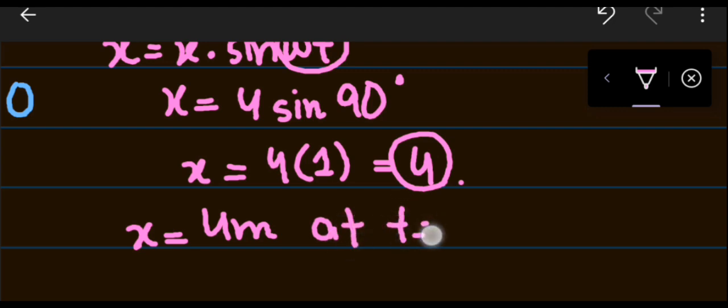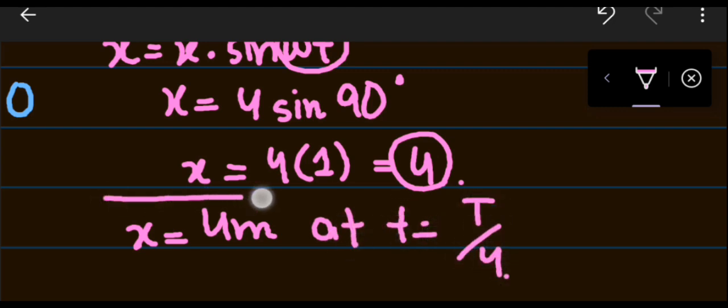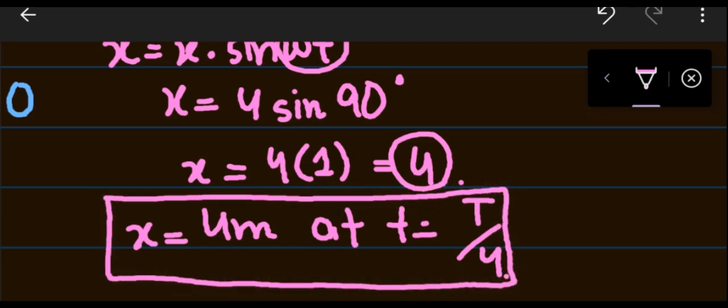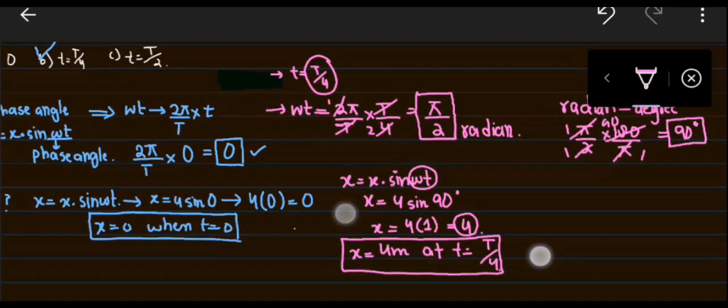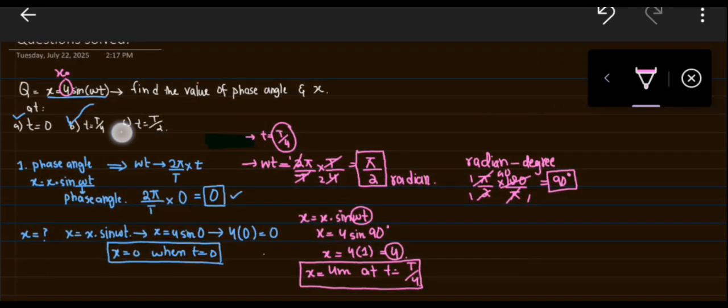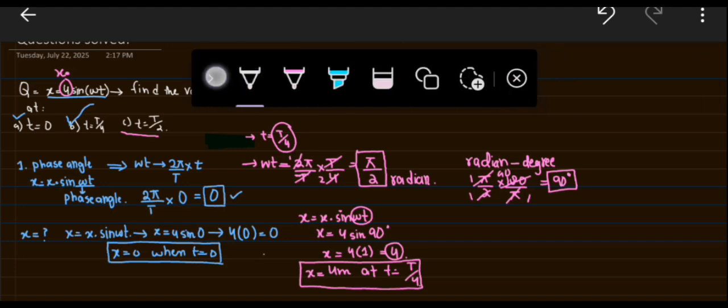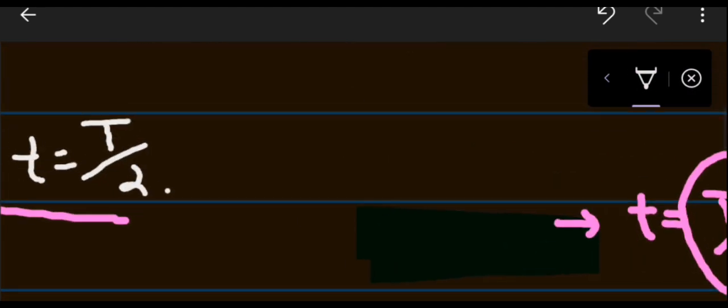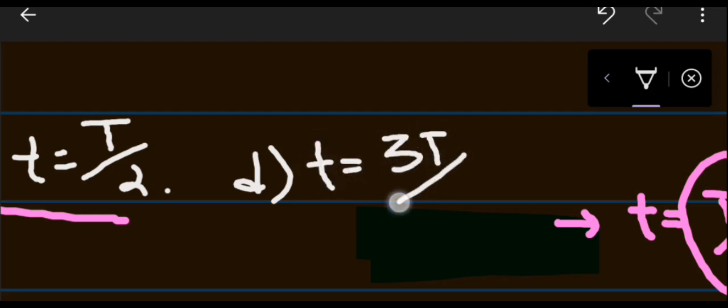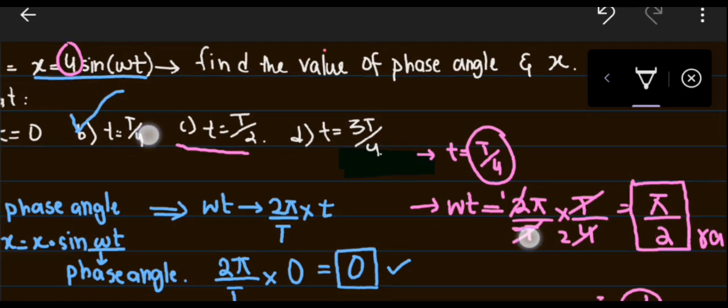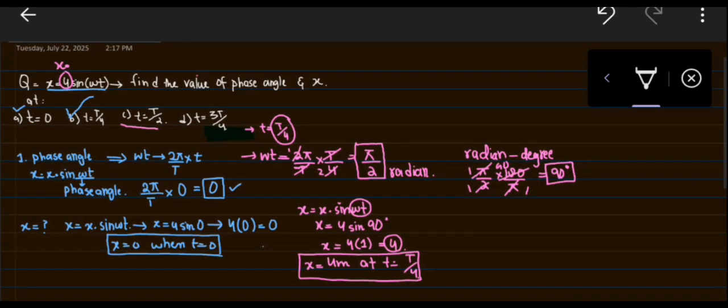time t by 4. When we have time t by 4, what is x? x is 4 meter, which is the maximum. So through this you can find also C, and if I can give you one more, which is D, time 3T by 4, you have to do these two by your own.